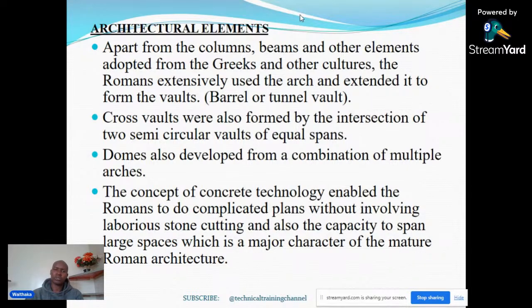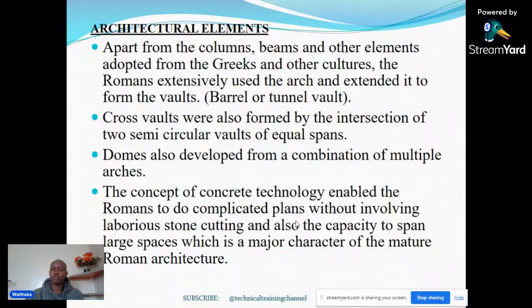We're also saying that domes developed from a combination of multiple arches, and we'll be able to see that this was possible due to the invention of the concrete. The concept of concrete technology enabled the Romans to do complicated plans without involving laborious stone cutting, and also the capacity to span large spaces, which is a major character of the mature Roman architecture. So I think this is a point that we cannot forget to continue emphasizing, because it was a major breakthrough within the architectural field and the construction industry.